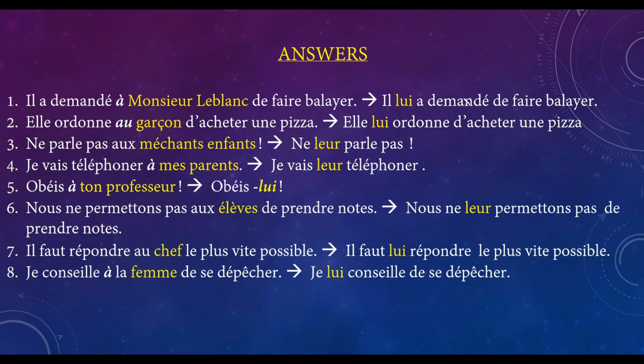Elle a demandé à Monsieur Leblanc de faire balayer. She asked Monsieur Leblanc to sweep. So Monsieur Leblanc is replaced by lui, placed before the auxiliary. Elle ordonne au garçon d'acheter une pizza. She ordered the boy to buy a pizza. Garçon is replaced by lui and is placed before the verb ordonne. She ordered him to buy a pizza.